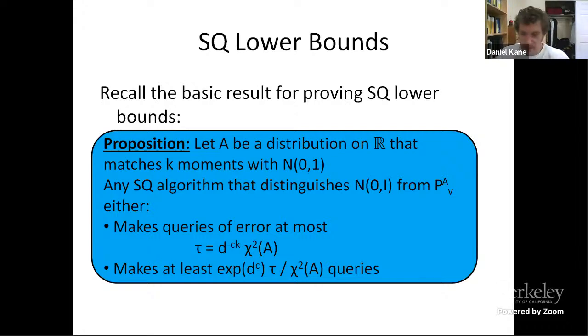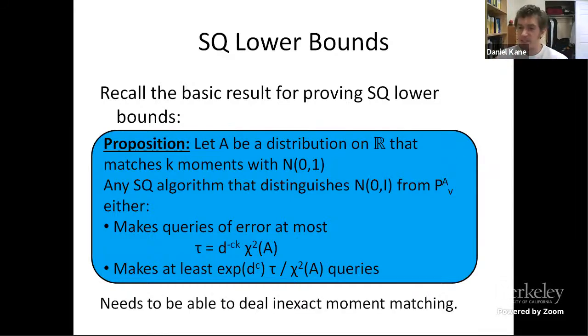Okay, so that's the result that we're going to try and prove. And so the rest of this talk is going to be about how we prove that. For this, we should recall from Ilias's talk, how do you prove an SQ lower bound? There's this non-Gaussian component analysis problem. If you have a distribution A that matches K moments (he used M, I'm using K, a slight difference) with a standard Gaussian, then an SQ algorithm that distinguishes between the standard Gaussian and this thing that's A in the V direction and Gaussian in the orthogonal directions either makes queries of very good accuracy or makes an exponential number of queries.